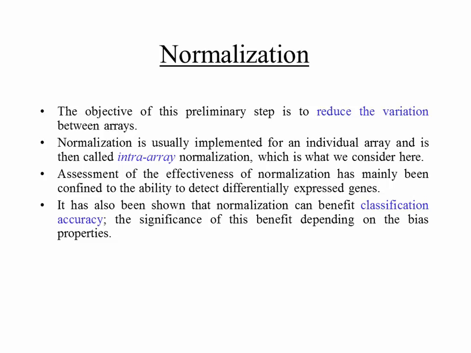So assessment of the effectiveness of normalization has mainly been confined to the ability to detect differentially expressed genes, right? The biologists might know that these genes should be differentially expressed, okay? So is my normalization any good? If I run the microarray and I find these genes are differentially expressed as predicted by the biologists, then probably I've done a good job. Or I want to do cancer classification, different stages of cancer I want to classify. If my normalization is not good, I will probably get all garbage. But if my normalization is good, that would be the test of how good your normalization is. They're referring to it here as classification accuracy.